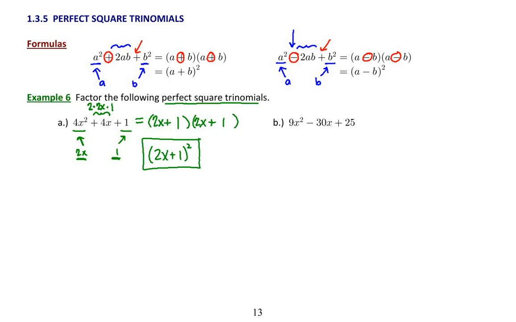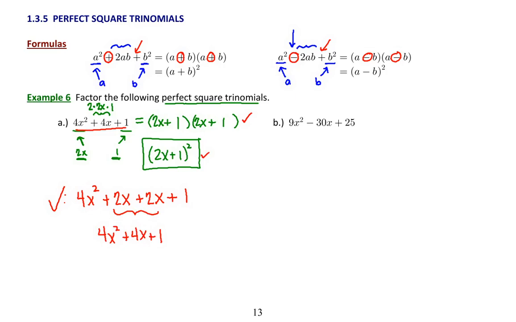Now, to check my answer, I'm going to go back to the expansion of my two binomials, and I'm going to FOIL. So multiplying our first two terms together, 2x times 2x gives us 4x squared. Outside terms have a product of 2x. Inside terms have the same product. That's always going to be true with a perfect square trinomial. And the product of our last terms is 1. Combining our two middle terms, we have 4x squared plus 4x plus 1. That matches our original problem, so we know that our factorization is correct.